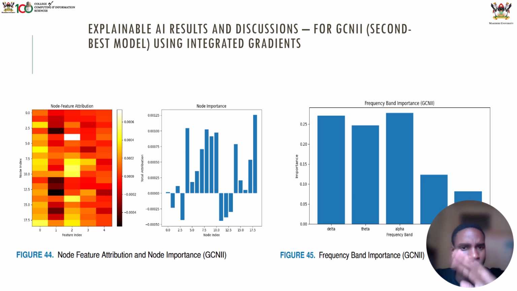Next, I'm going to explain the second best model, which was the GCN2. For this one, we can see the node feature attribution and node importance as shown in these two visualizations, and then the frequency band importance here on the right. And you can see that the alpha and the delta bands were the ones considered most, and just as well the gamma was suppressed because of its noise contributions.